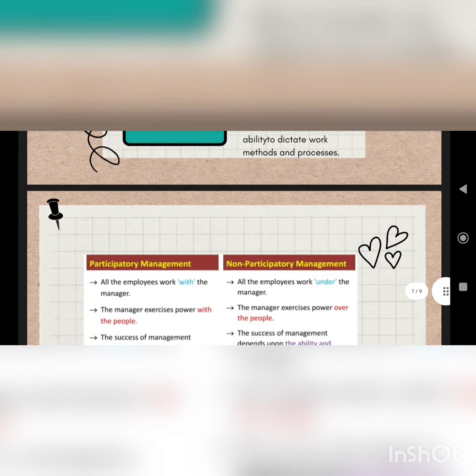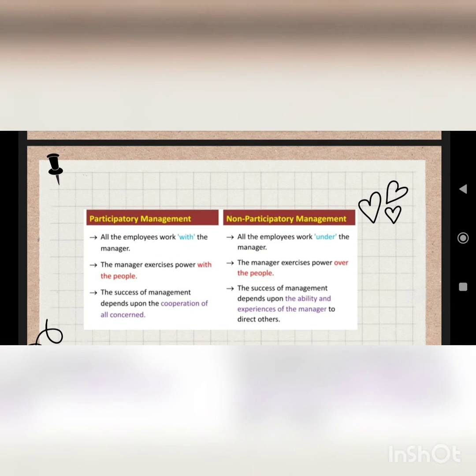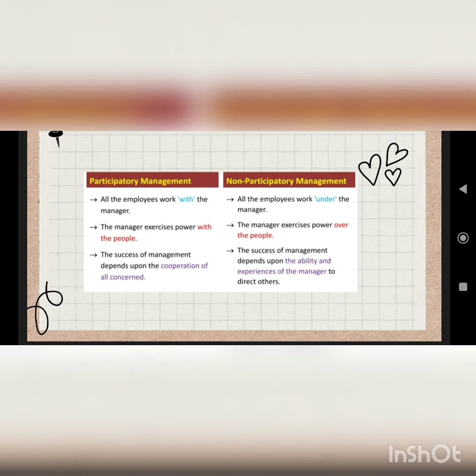So these are the differences between participatory management and non-participatory management. In participatory management, all the employees work with the manager. So the team and the team leader will work together, will collaborate on their ideas so that they can come up with strong ideas. While in non-participatory management, all the employees work under the manager.